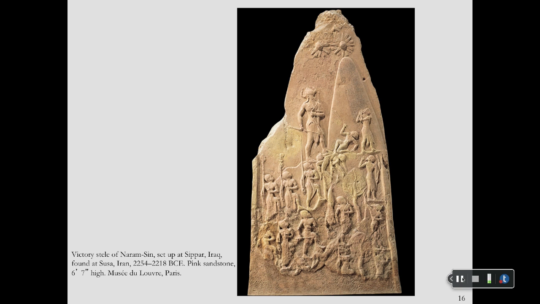The victory stele of Naram-Sin from ancient Susa shows the enemy in disarray, while Naram-Sin's army is organized. Sun-like symbols indicate the gods had given the victory to Naram-Sin.